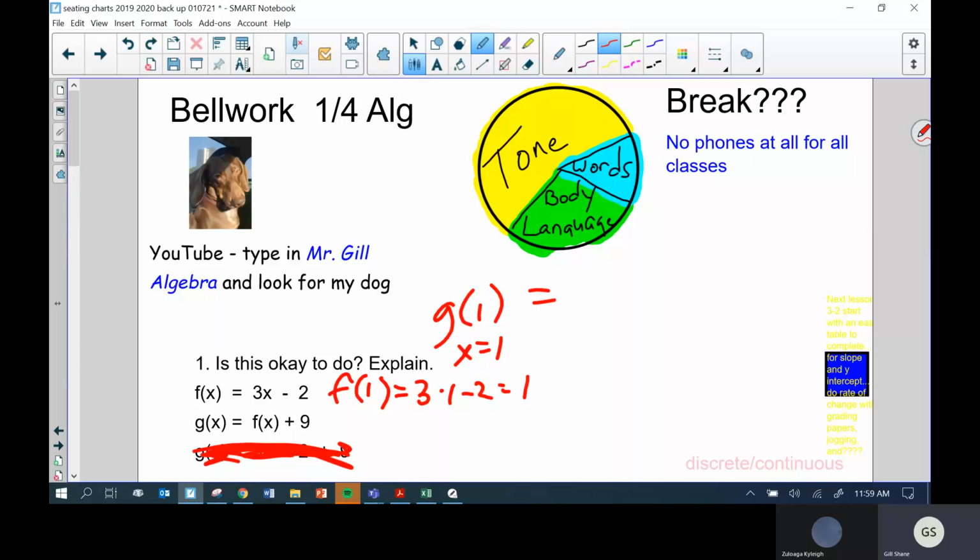My second equation, so I did the first one, and now I'm down to the next one. Well, that's just the first one plus 9. So the first answer was 1 and then plus 9. So G of 1 is just 10.